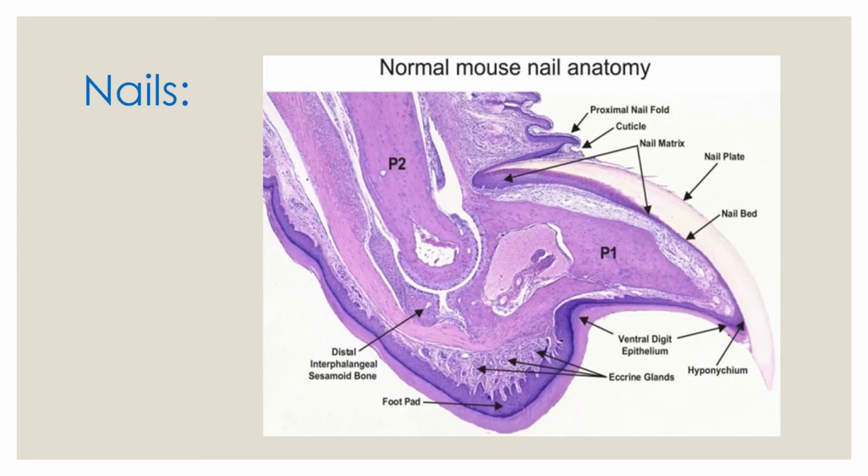This is another photomicrograph showing you the nail of a mouse, and you can identify all these parts. So this is the nail matrix, the cuticle or the eponychium, this proximal nail fold, and this nail plate, which is embedded over the nail bed, and it is a hard keratinized structure, and it grows in variable length, and this undersurface is called the hyponychium.